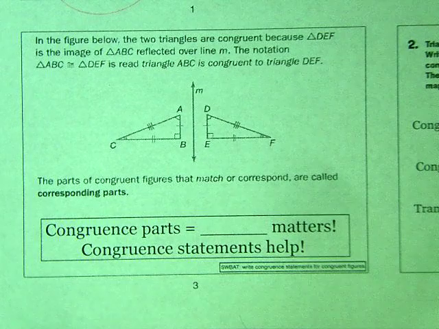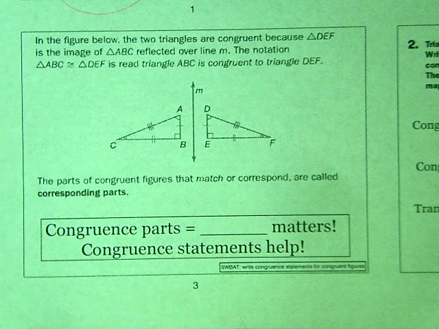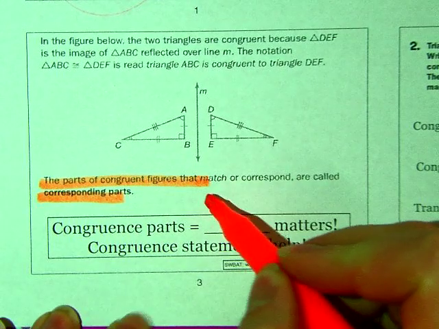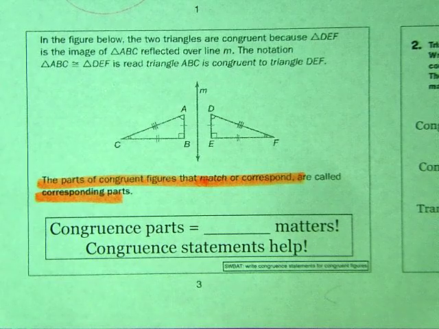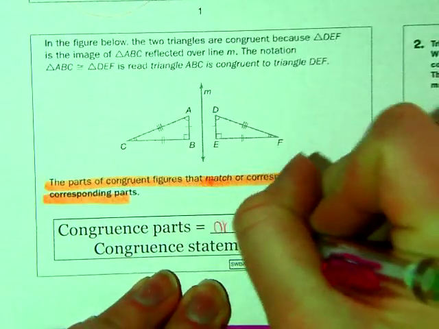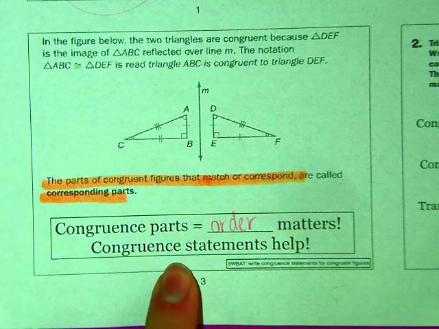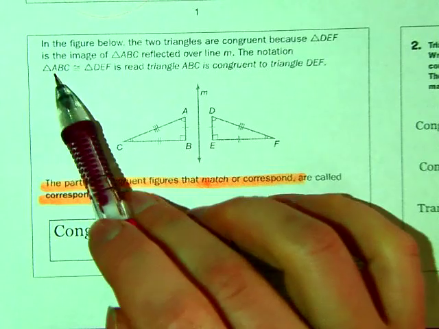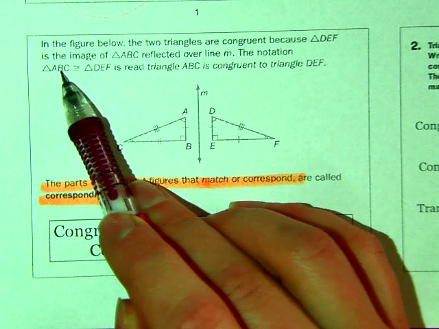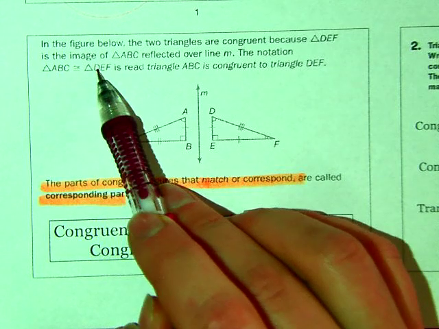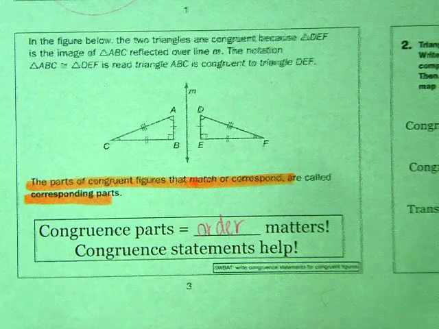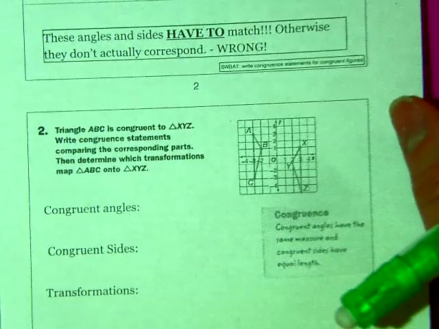So we do have a vocab word, so I'm going to go ahead and highlight it if you want to pause and write it on your vocab sheet. The corresponding congruent figures that match or correspond are called corresponding parts. Congruent parts, order matters. I think that writing a congruent statement helps because here you know that A goes with D, B goes with E, C goes with F, AB goes with DE, BC goes with EF, AC, DF. They all go in order. And if we can write them in alphabetical order, that will be helpful for all of us.